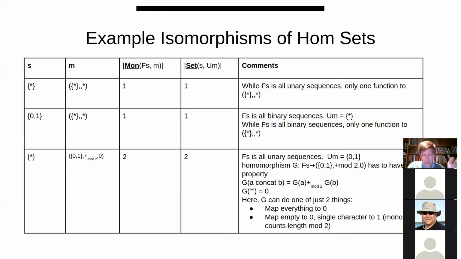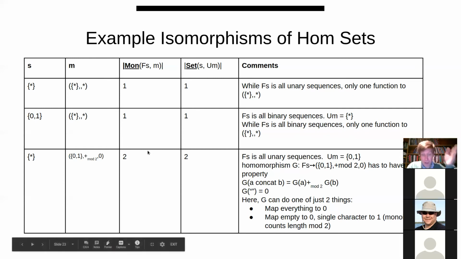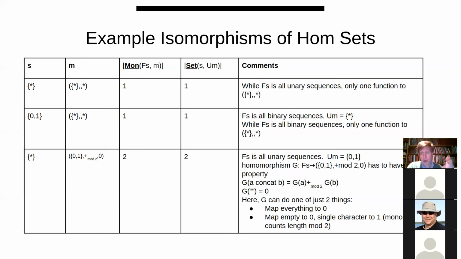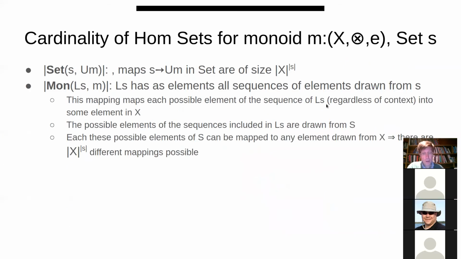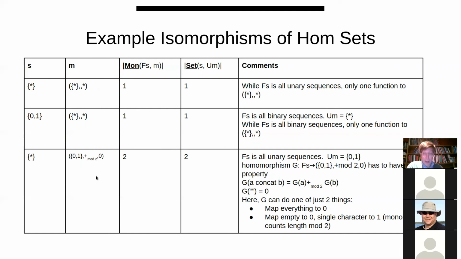And basically it's going to be counting up the length mod 2, because it'll be combining those together to compute the length of the whole sequence, if we were seeking to do that. But basically we have two choices here. We can either map everything to 0, or we can map empty to 0, which has to go to 0, and then the characters in these unary sequences to 1. And that would be a homomorphism as well.